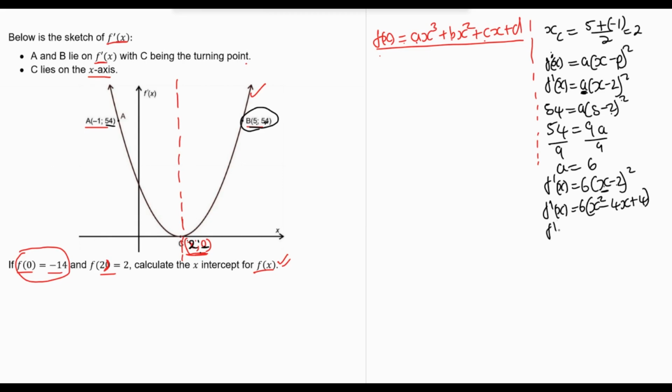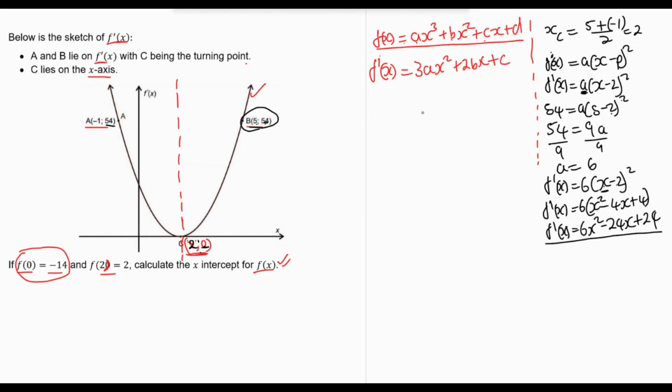And then meaning that f prime x is equal to 6x squared minus 24x plus 24. So this is the equation of the derivative graph. Now we come back to our cubic function. We need to derive this. So it means f prime x, the derivative, is 3a x squared plus 2b x plus c. Right, we have derived this.